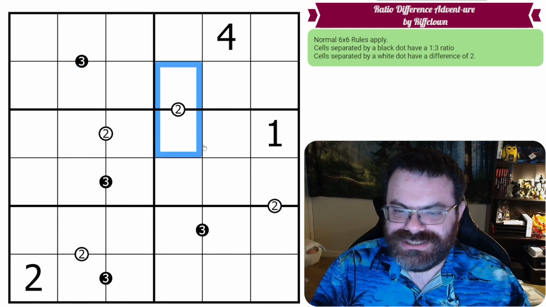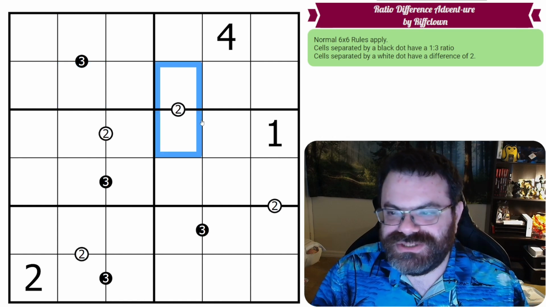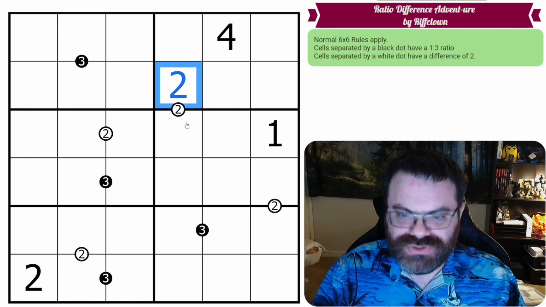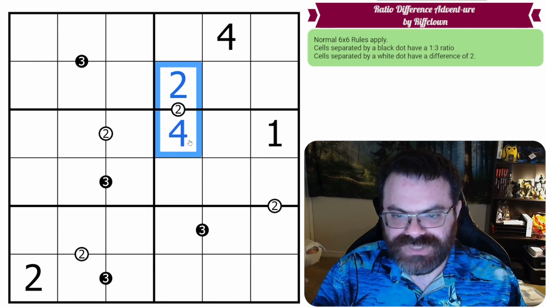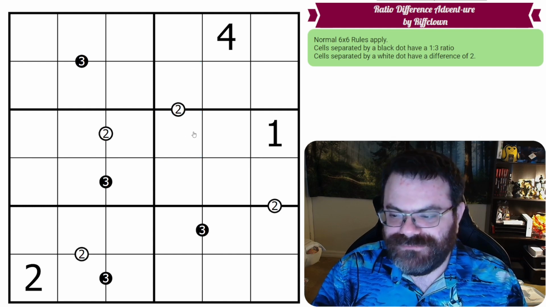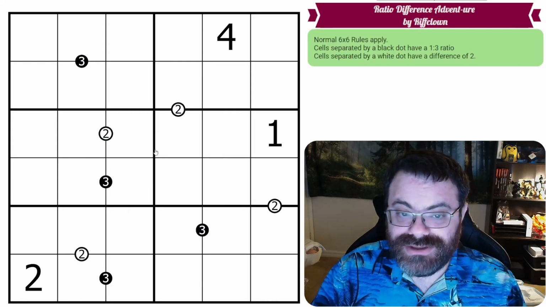Additionally, we have white dots, and there's a 2 in them to remind us that in this puzzle, it's a difference of 2 instead of our normal difference of 1. So if this was a 2, this could be a 4. All right, so those are the rules. Definitely check the description to try the puzzle yourself first, and I am going to get started right now.